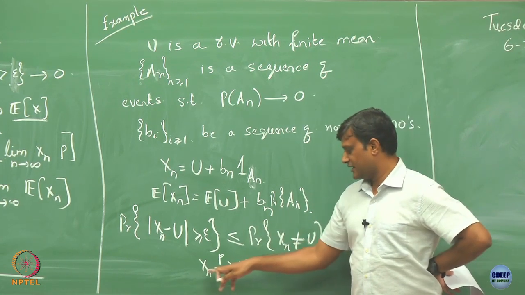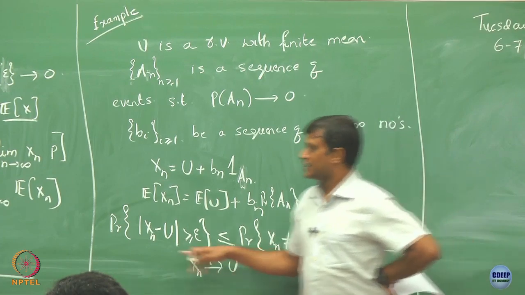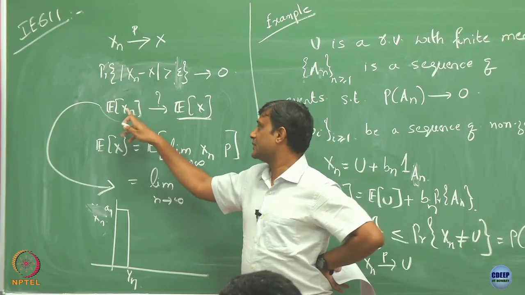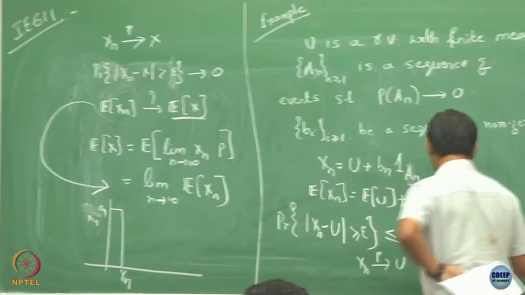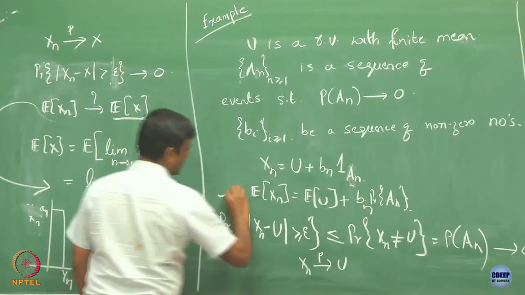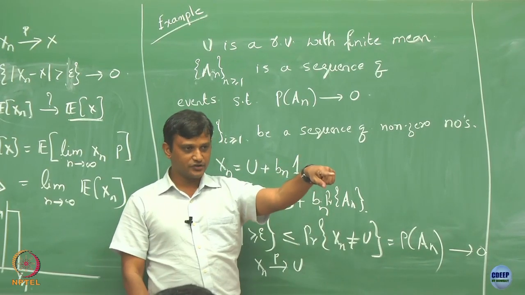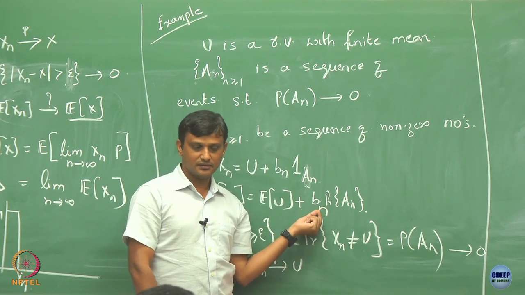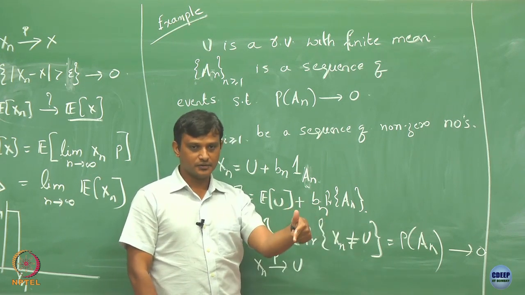Now let us come back to this. So if X_n converges to u in probability, fine. Now I wanted to ask the question, can I also say that the expectation of X_n converges to the expectation of X, where X in this case is going to be u, right, because that is the limiting distribution. But if you focus on this, even though the probability of A_n is going to 0 as n goes to infinity, I could choose b_n's such that this product does not go to 0, right.